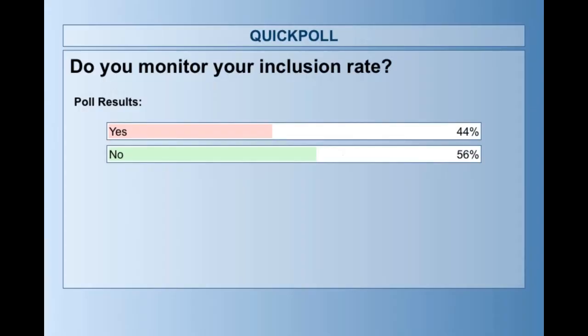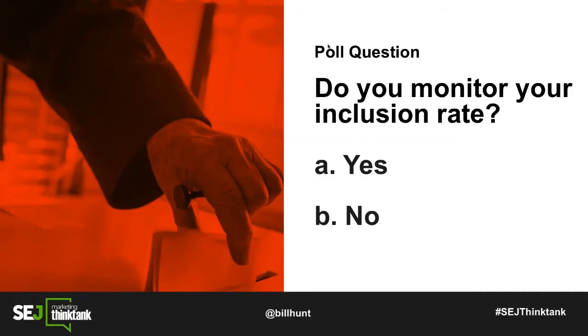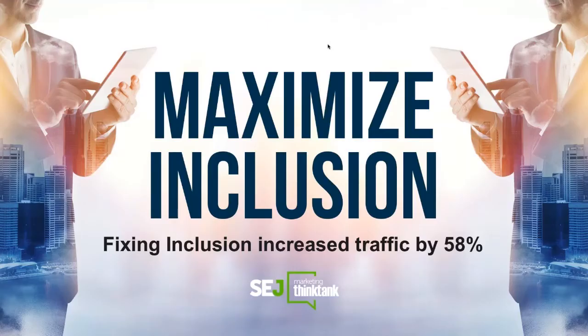Here are the results. So pretty close. So it's pretty interesting. Yeah, it's pretty close. 56% don't. So I guess that's the perfect segue into the next slide, which is how to maximize your inclusion. And so, if 56% of us are not monitoring our index rates, I'm going to show you how you can do that, sort of the poor man's way of doing it.